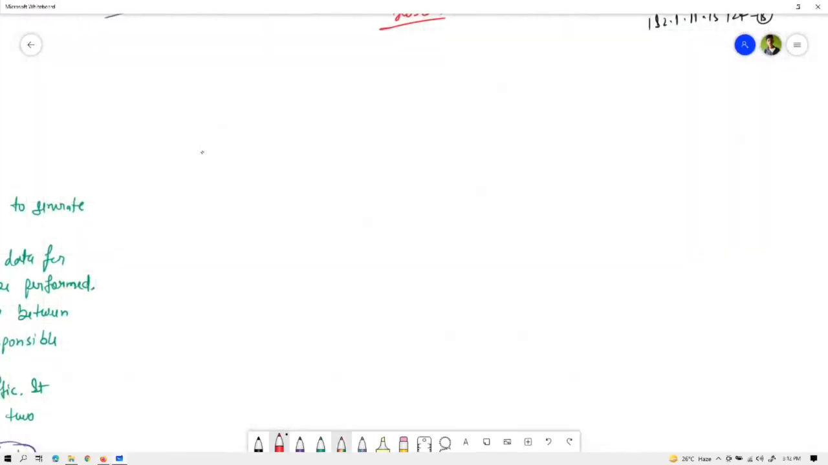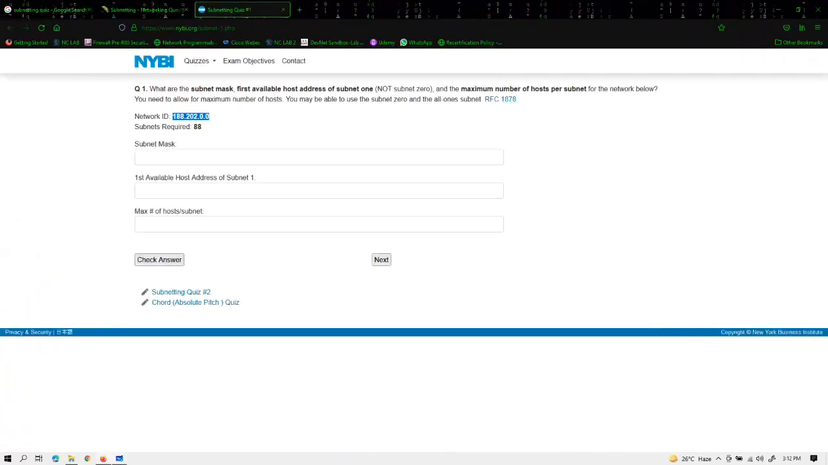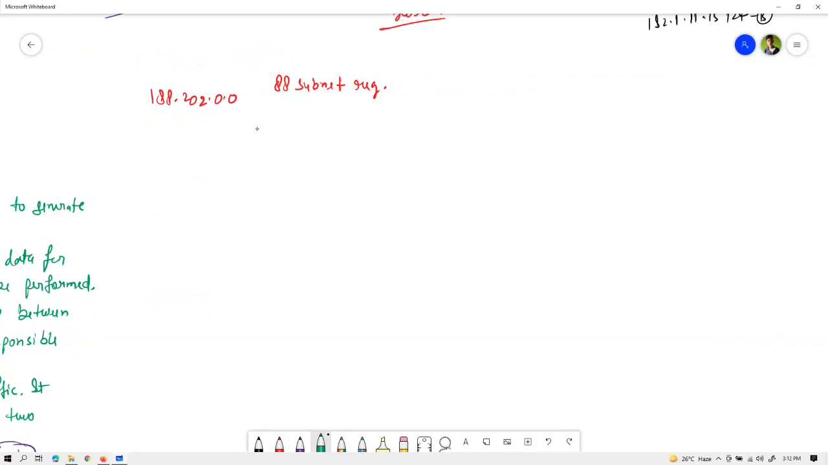Which class? B. Yes, B class address, right? 0.0. And how many subnets are required? 88. Now, here how many bits are available? If I talk about the default subnet mask, what will be its default subnet mask? /16, right? Yes, 16. So we have 16 bits available and we need to get 88 subnets.